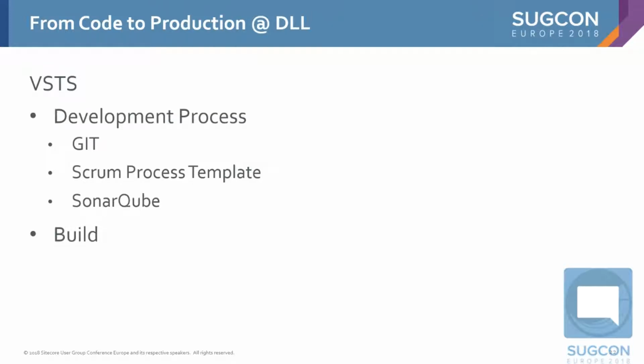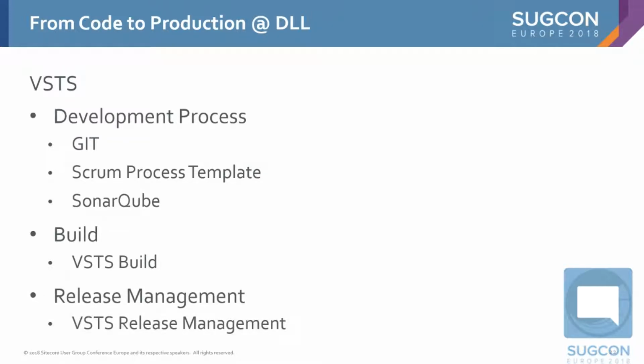And then we come to the build part, which we simply have VSTS build for. You could use Jenkins, you could use anything else, but we just go with what's there. It's enough for us. If you have different requirements, as I showed you in the previous slide, go ahead, change it. And for release management, exactly the same story. VSTS release management. Everything is there, so very handy.